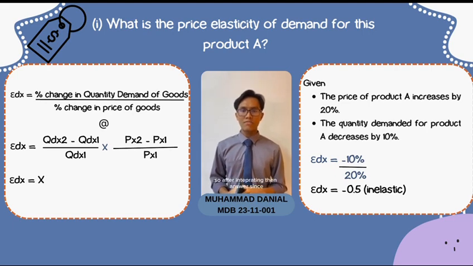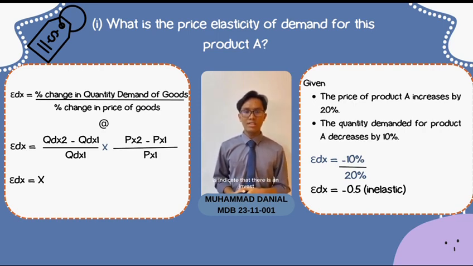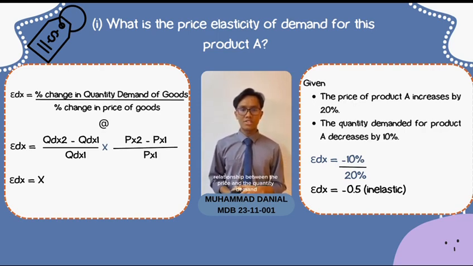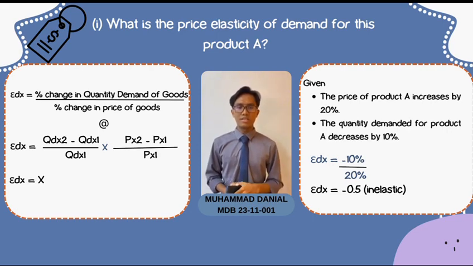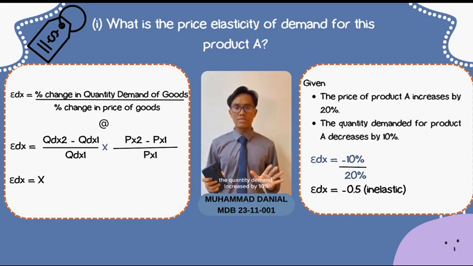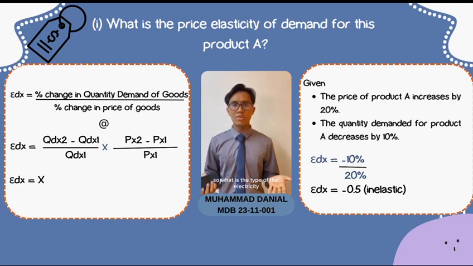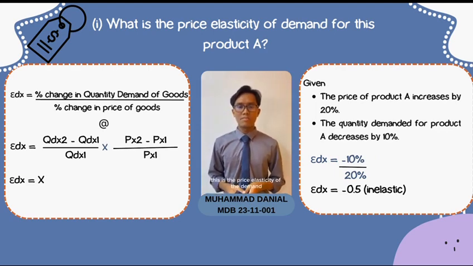After interpreting the answer, since this value is less than 1, it indicates that there is an inverse relationship between the price and the quantity demand of product A. This means that as the price of product A increased by 20%, the quantity demand decreased by 10%. So, what is the type of elasticity? Since the price elasticity of demand is less than 1, it indicates that the demand is inelastic.